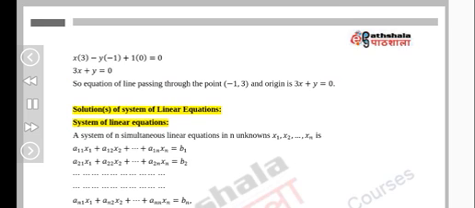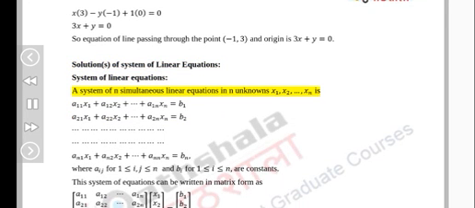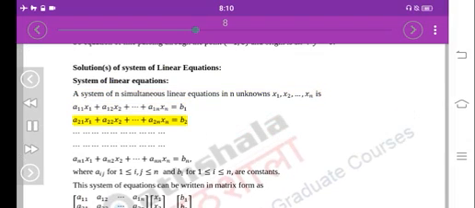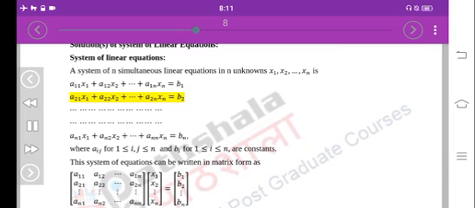Solutions of system of linear equations. A system of n simultaneous linear equations in n unknowns x1, x2, ..., xn is a11x1 plus a12x2 plus ... plus a1nxn equals b1, a21x1 plus a22x2 plus ... plus a2nxn equals b2, and so on up to an1x1 plus an2x2 plus ... plus annxn equals bn, where aij for 1 less than or equal to i, j less than or equal to n and bi for 1 less than or equal to i less than or equal to n are constants.